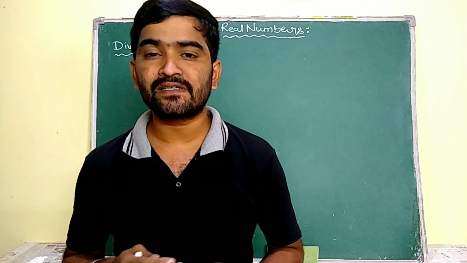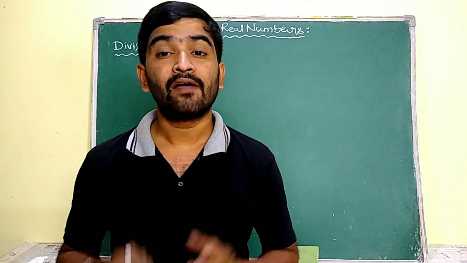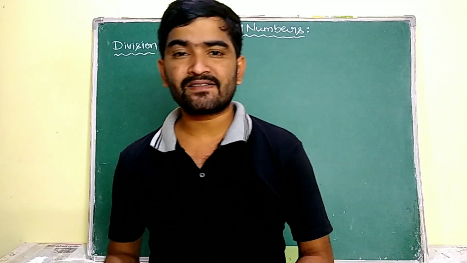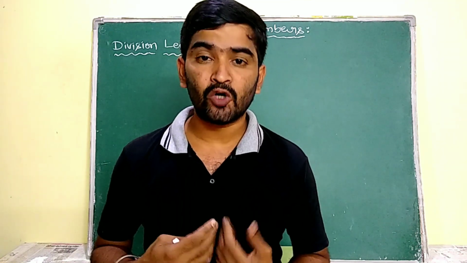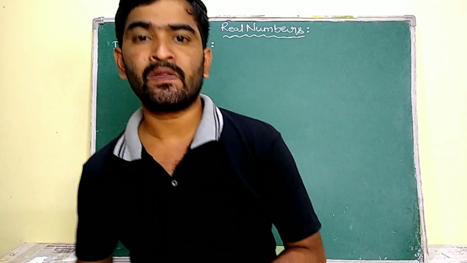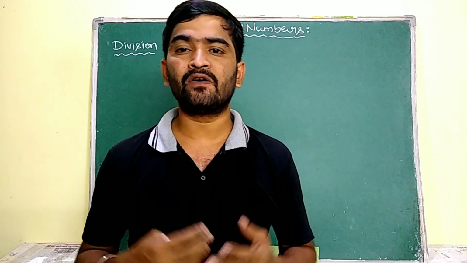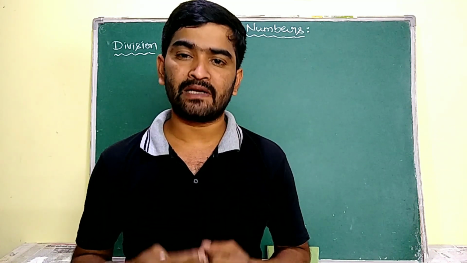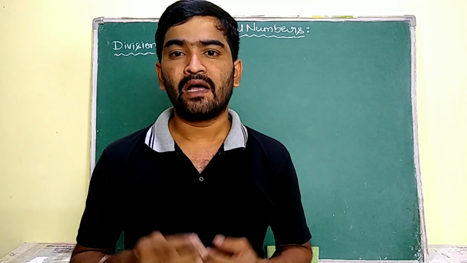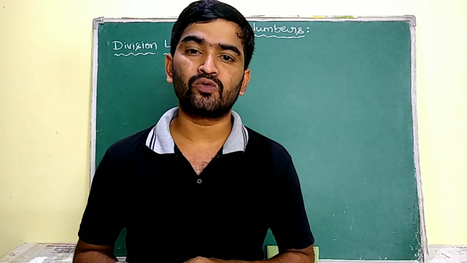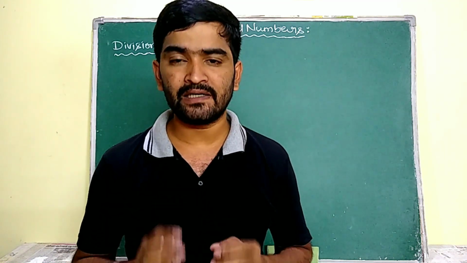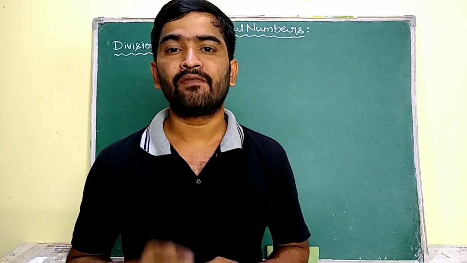Before discussing the Euclid division lemma, we are going to discuss what is division lemma. We discussed division lemma in our lower classes, from third, fourth, fifth. In those classes we discussed division lemma, but we didn't know the name. That is, dividend is equal to divisor into quotient plus remainder. We learned it, but we didn't know the name in those classes.